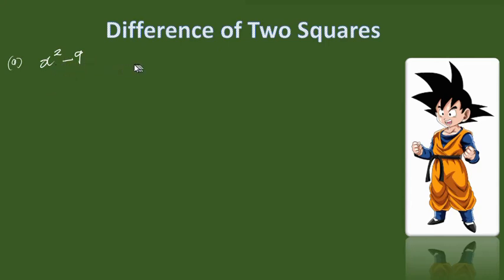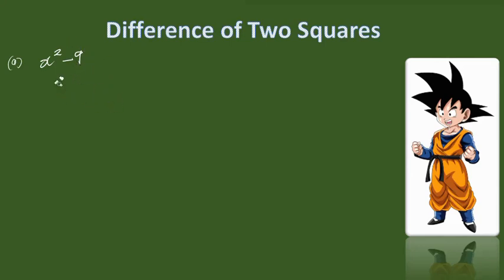So 3 things. Number 1, you need to have 2 terms. Number 2, you need to have perfect squares. All of them must be perfect squares. Number 3, you must have a subtraction in between. That's how you notice difference of 2 squares, right?